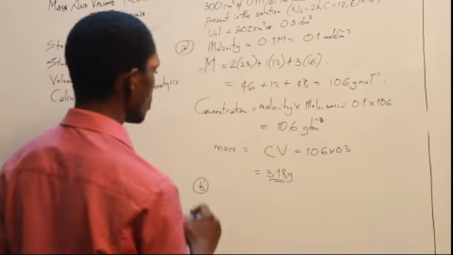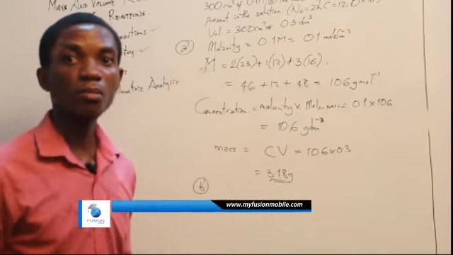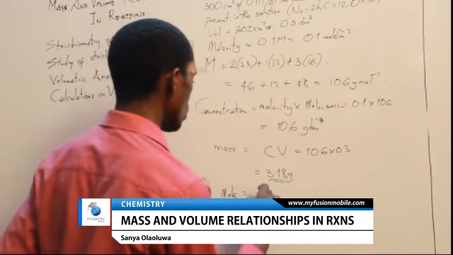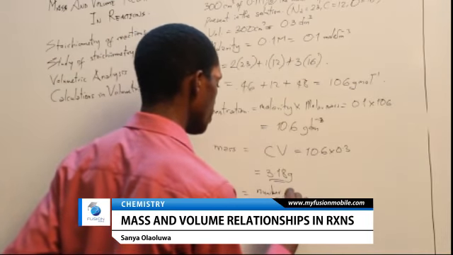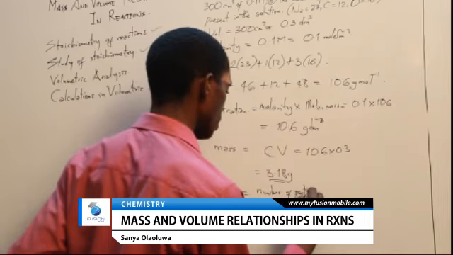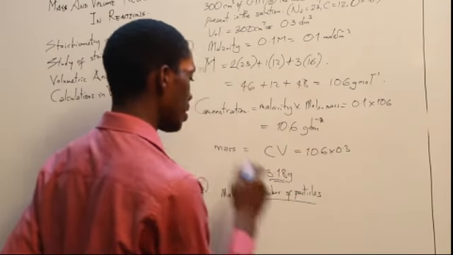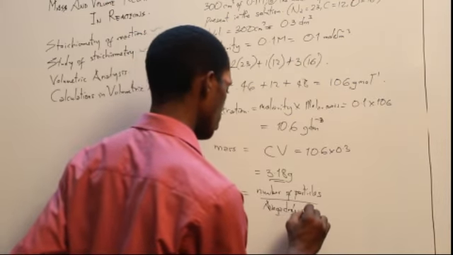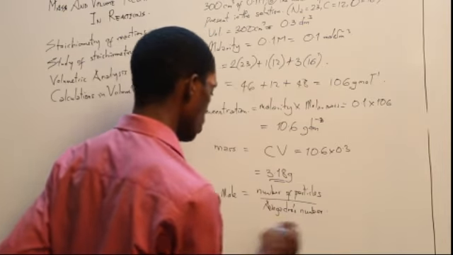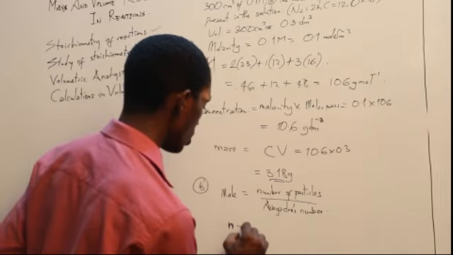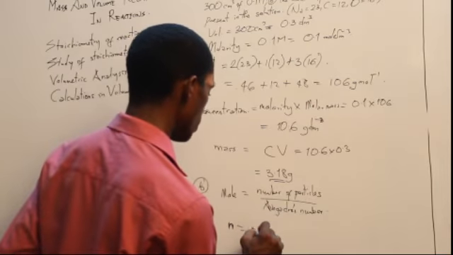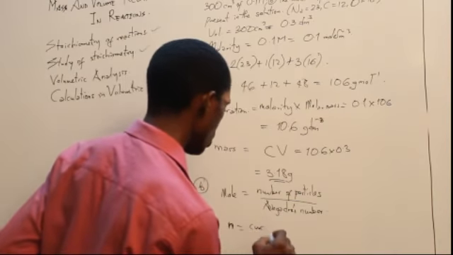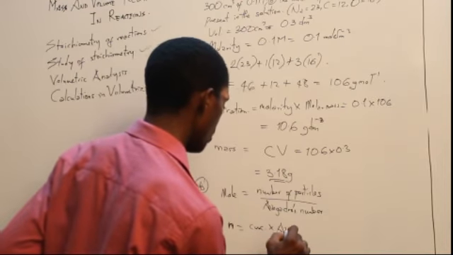In the B part, we are asked to calculate the number of particles in it. We'll calculate our number of particles using the formula: the mole equals the number of particles divided by the Avogadro's number. So let me take my number of particles as n. It will be equal to the mole, or concentration, multiplied by Avogadro's number.